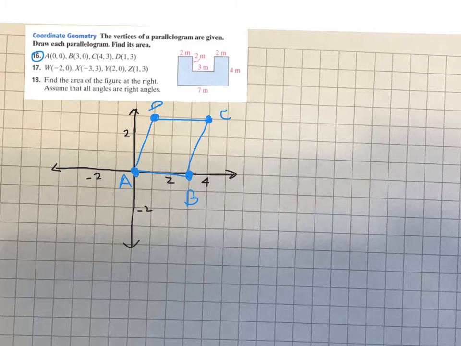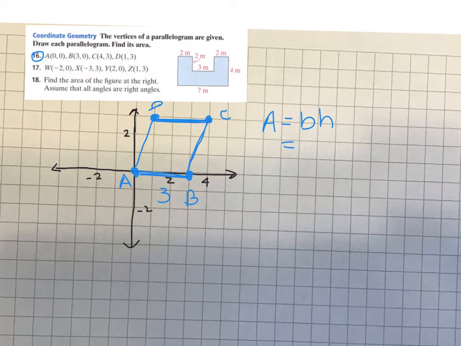And so it says to find the area. So what we need to do in order to find the area, remember, area is equal to base times height of a parallelogram. So I need to figure out how many units my base is and how many units the height is. So my base here we can see is 3 units, and I just grabbed that from here, or you could have grabbed it from up here.